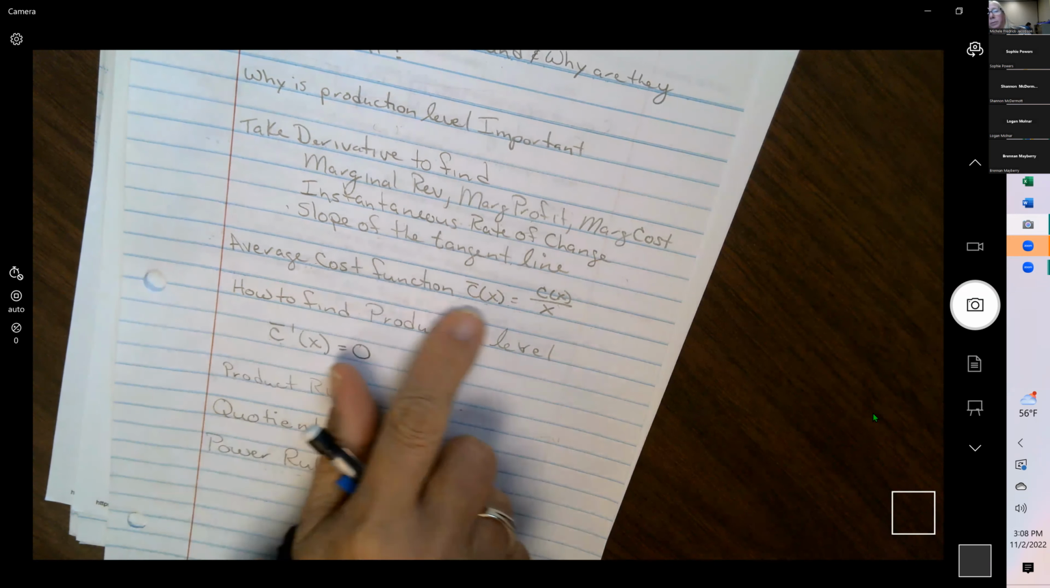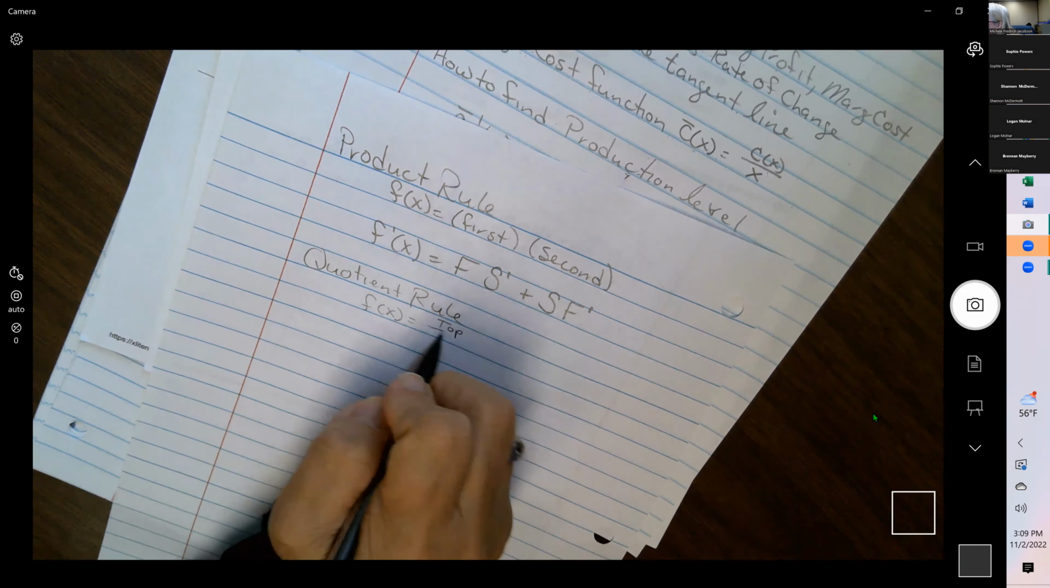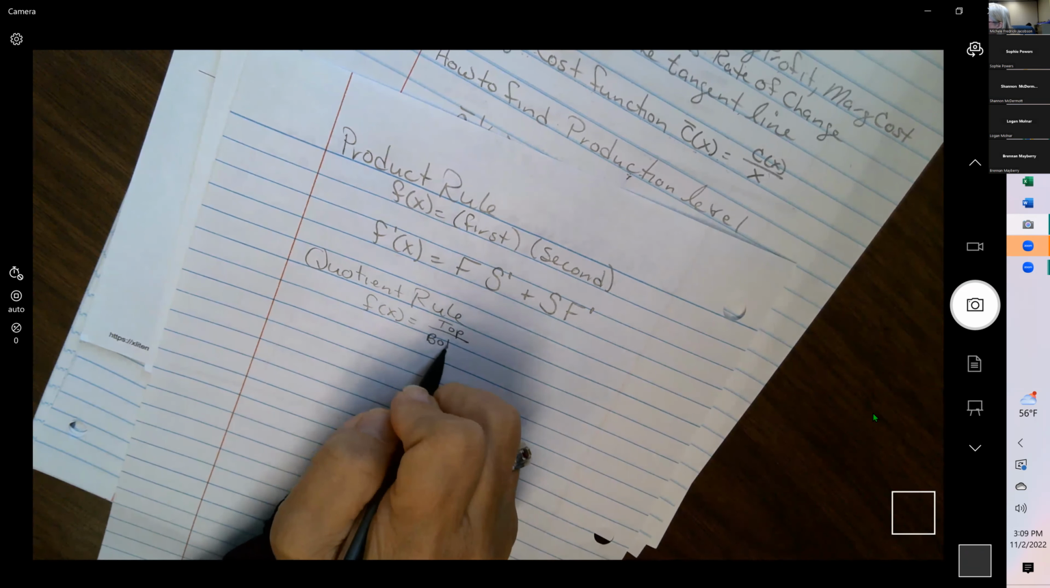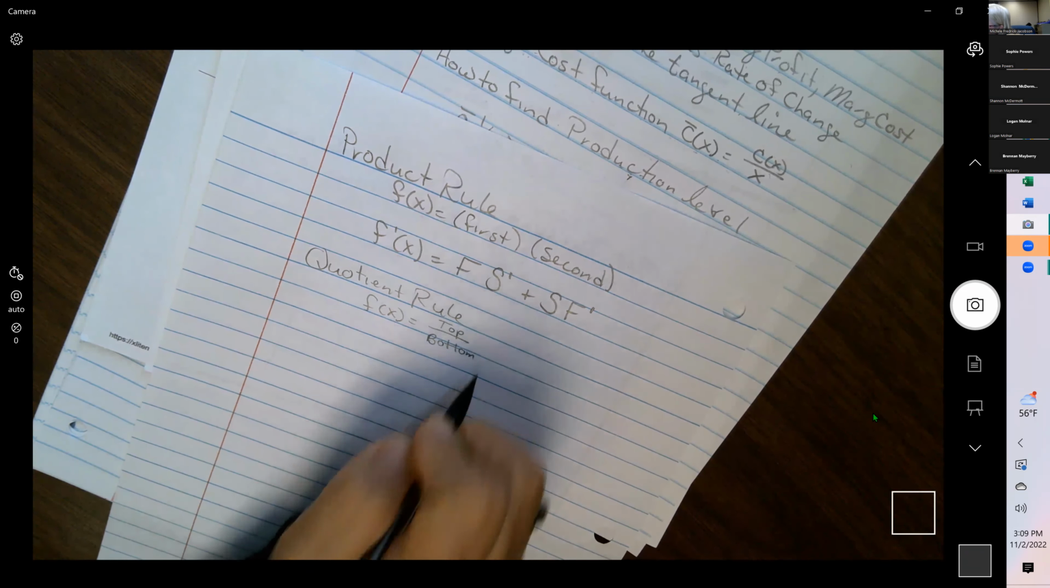Quotient rule. That's the fraction. Top and bottom. So the derivative is the bottom times the derivative of the top minus the top times the derivative of the bottom all over the bottom squared.